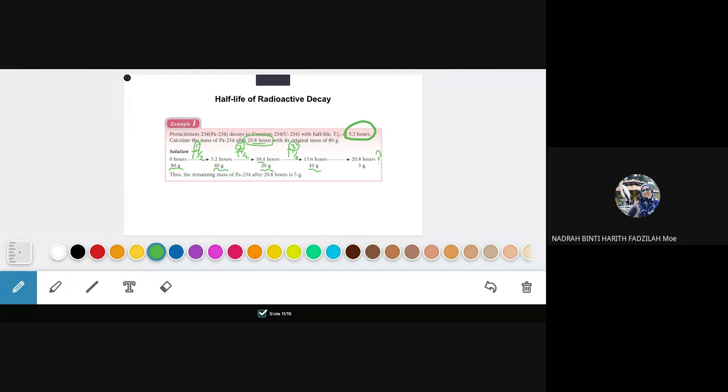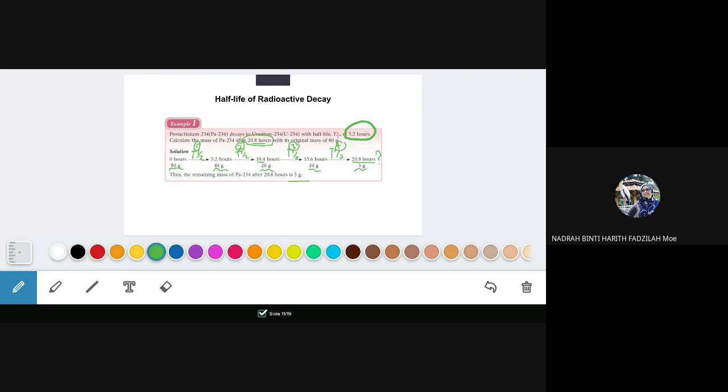And then dah sampai 20.8 jam, belum lagi. So we added another 5.2 hours. Okay, so this is the fourth half-life. So at the end, we have already reached 20.8 hours. The mass is half of the previous mass, which is 5 gram. So the remaining mass of Pa234 is 5 gram.